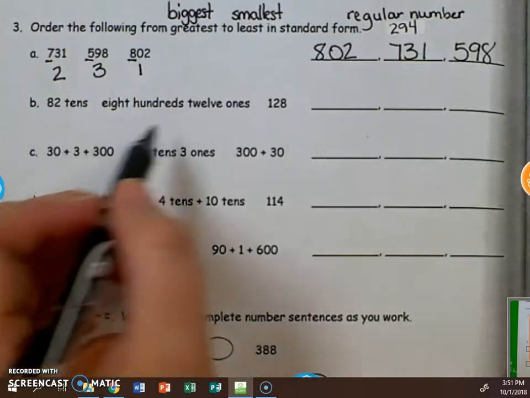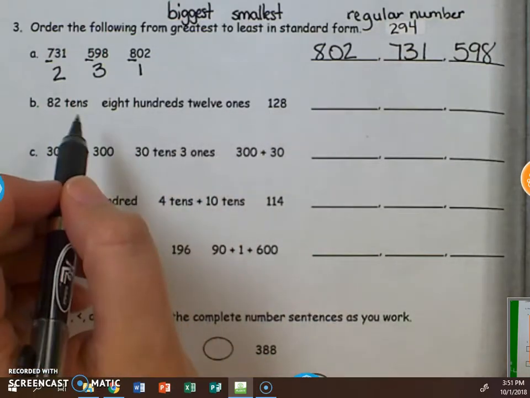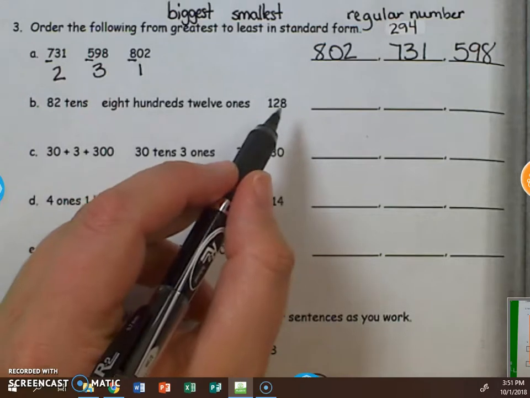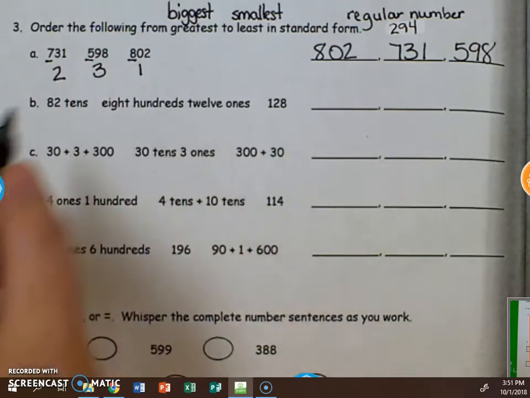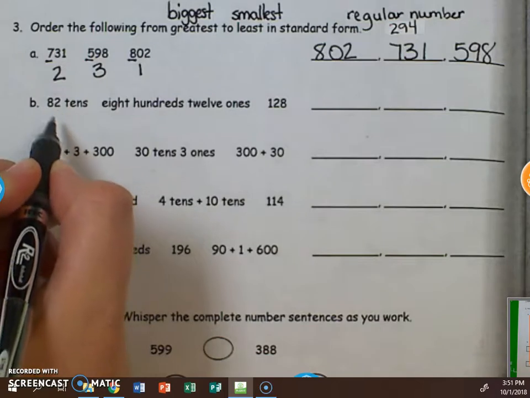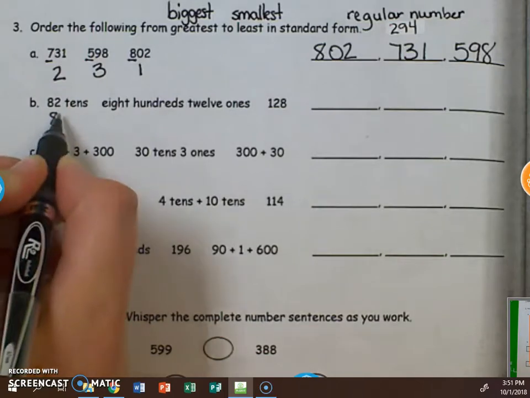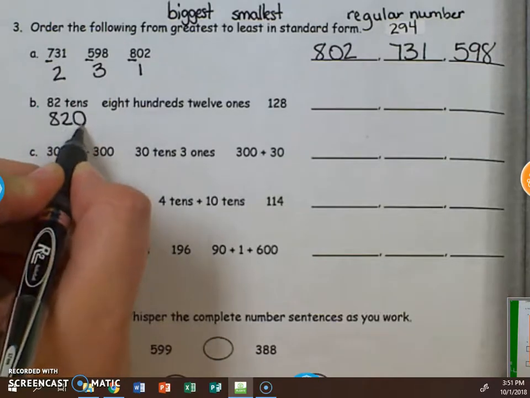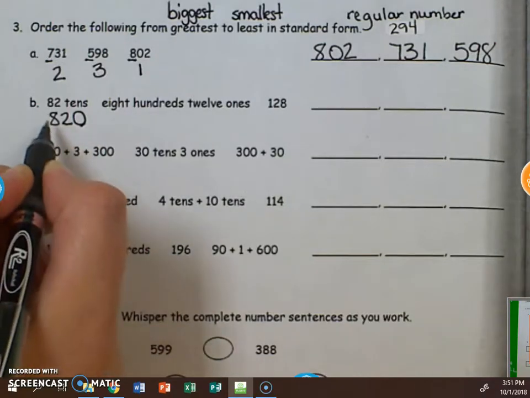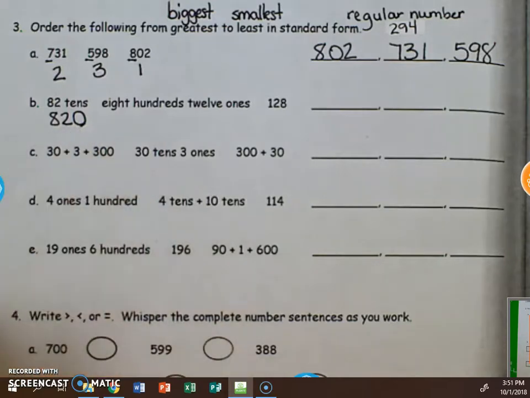Then we look at the next example. If you notice, these are not in standard form except for this one. So we need to write these in standard form before we can go on. 82 tens. We've taught students to make 82 tens into standard form. You write down the 82 and drop a 0 behind it, because 82 tens is the same as 820.